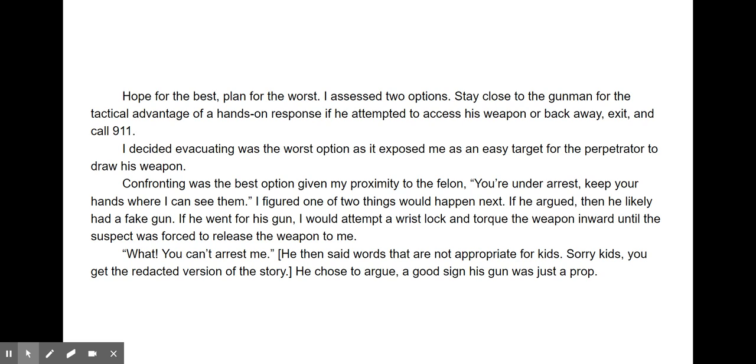"You're under arrest. Keep your hands where I can see them." I figured one of two things would happen next. If he argued, then he likely had a fake gun. If he went for his gun, I would attempt a wrist lock and torque the weapon inward until the suspect was forced to release the weapon to me. "What? You can't arrest me!" He then used words that are not appropriate for kids. Sorry, kids, you get the redacted version of the story. He chose to argue. A good sign his gun was just a prop.